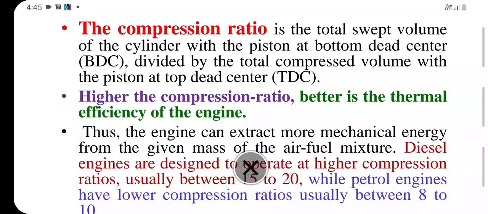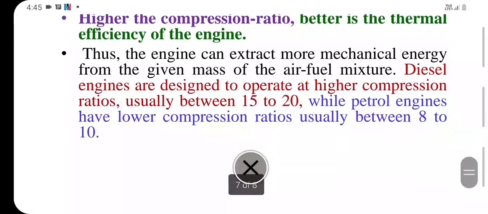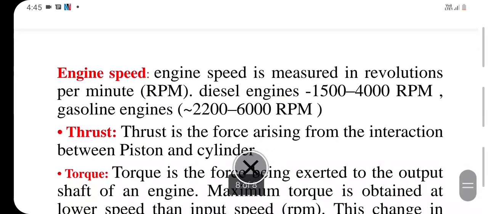The higher the compression ratio, the better the thermal efficiency of the engine. Thus the engine can extract more mechanical energy from a given mass of air-fuel mixture. Diesel engines are designed to operate at higher compression ratios. The range for a diesel engine is about 15 to 20, while petrol engines have a lower compression ratio of only 8 to 10.